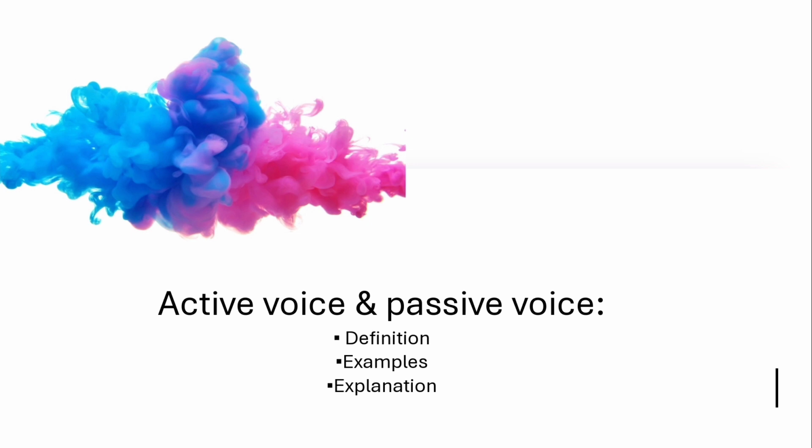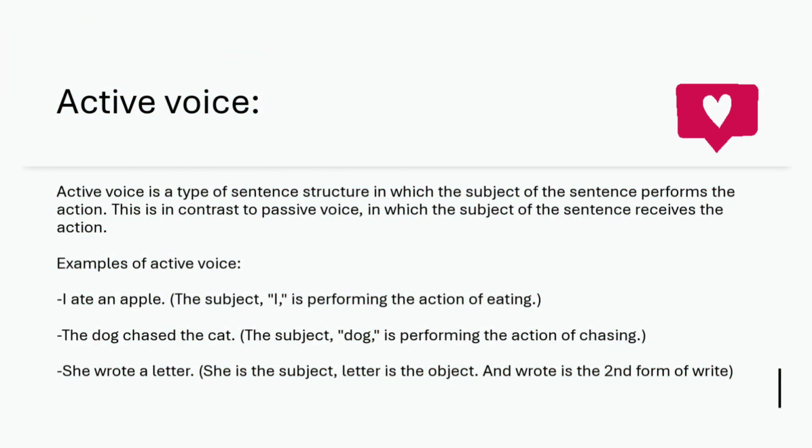So in active voice, the subject is dominant. It is more important. We use it in our daily lives as well. Coming towards the definition of active voice, it is a type of sentence structure in which the subject of a sentence performs the action. So as I have said before, the subject is dominant. It is in contrast to passive voice in which the subject of the sentence receives the action.